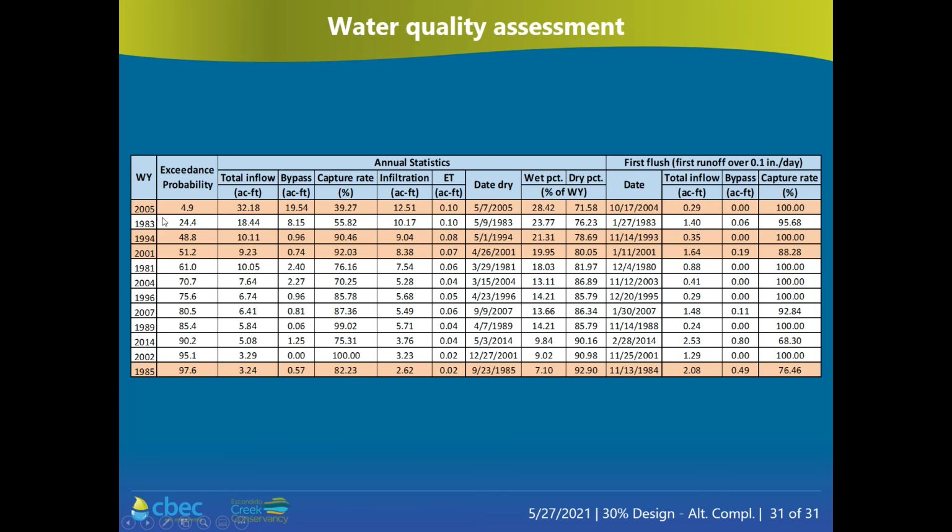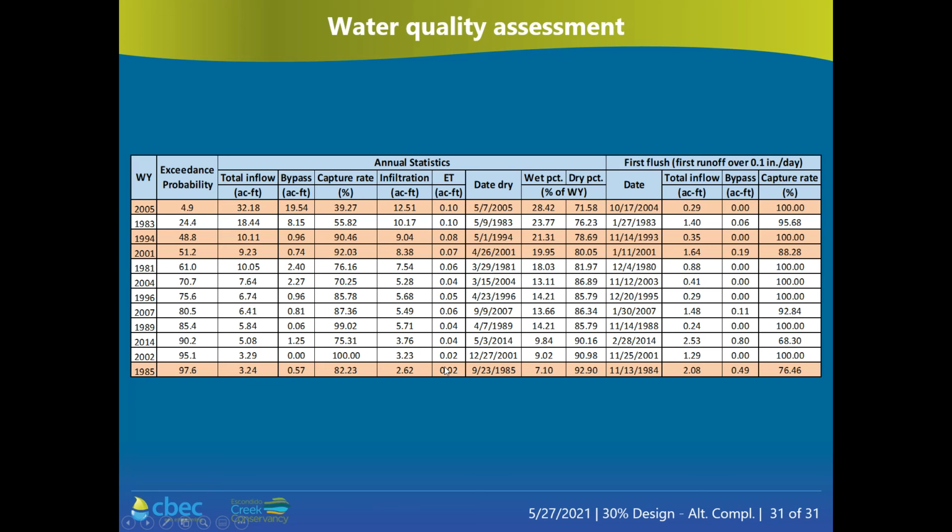And when we get into the wetter water years like 1983 and 2005, where we're in the top 25%, we're really getting down around 50% and even below 40% total capture rate for these extremely wet years. But overall, looking at this range of 70 to 92, sometimes even 100% capture rate in certain years. Infiltration is by far our largest outflow.